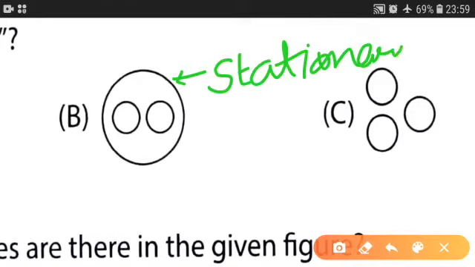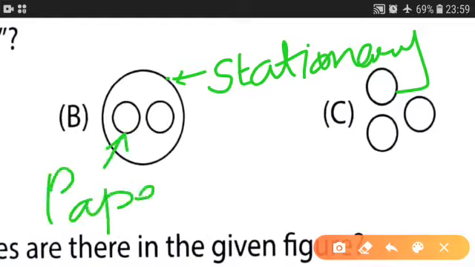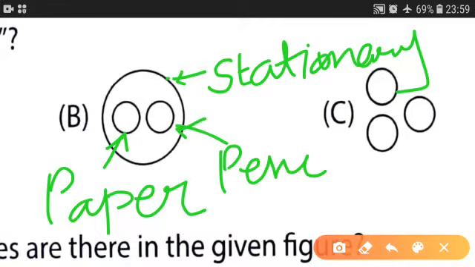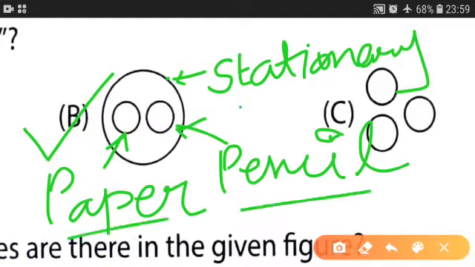Okay, this circle is taken as stationery, and any of the two circles can be taken as paper. Let me take this one. This is paper and this is pencil. So this is the correct representation of all three things and their relation. Paper and pencil come under stationery. That is why option B is the correct answer.